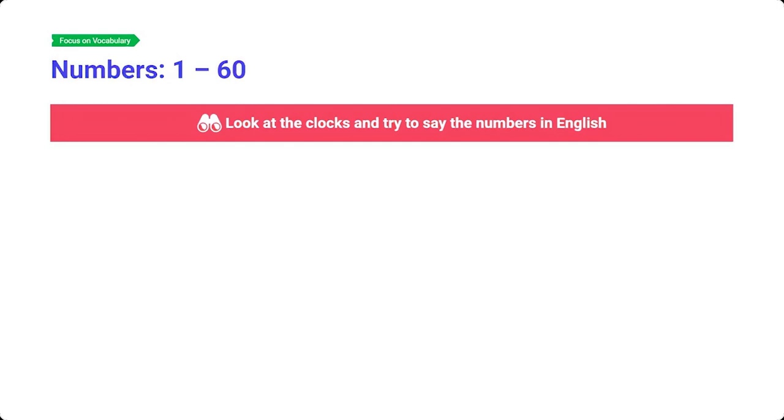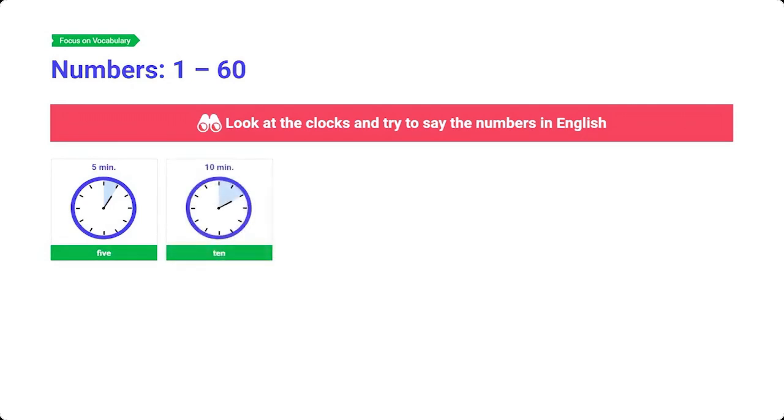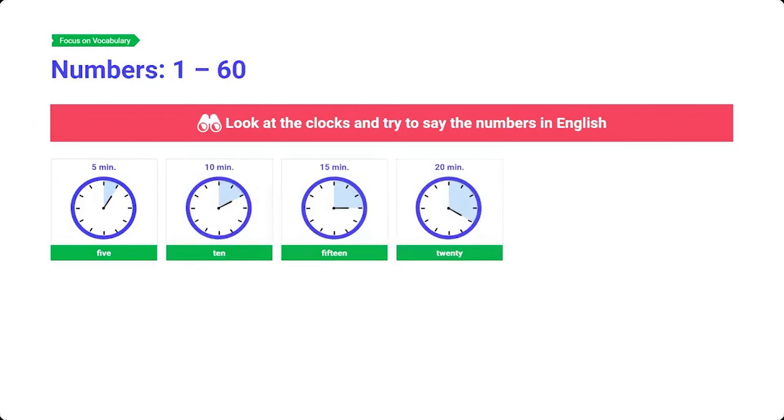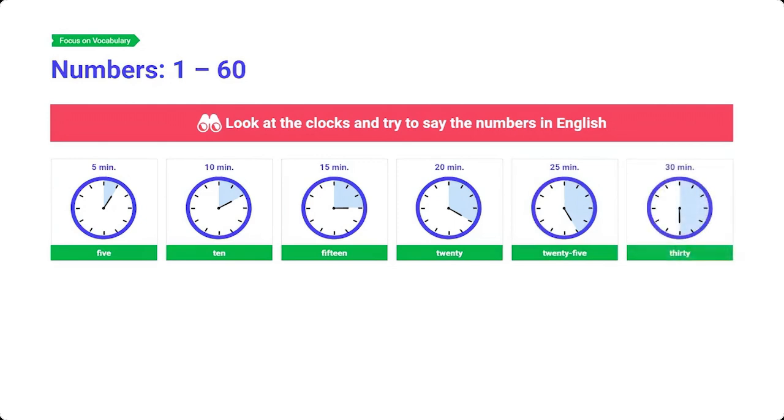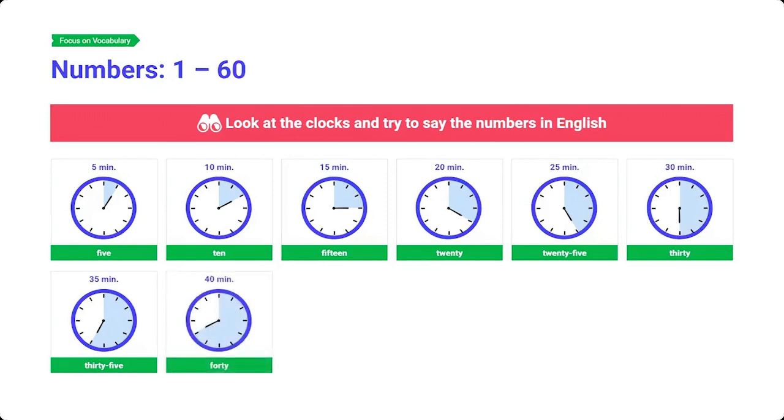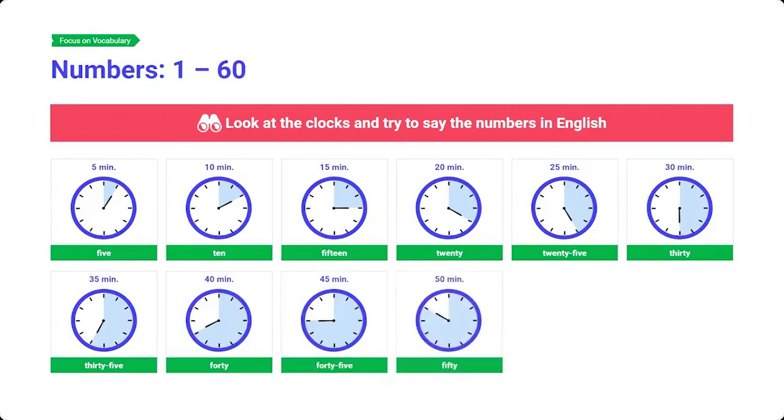Look at the clocks and try to say the numbers in English. 5, 10, 15, 20, 25, 30, 35, 40, 45, 50, 55, 60.